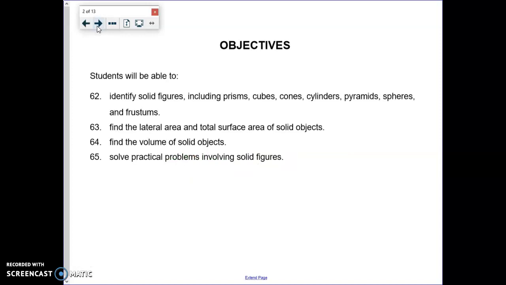So these four objectives have been the same for this whole chapter. We're going to identify solid figures. Basically, again, not looking at frustums, but we're going to look at cones right here. And then we're going to look at lateral area and total surface area. We're going to look at volume, and then lastly look at some applications.